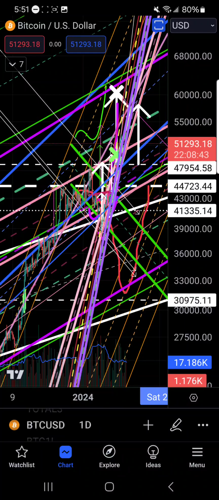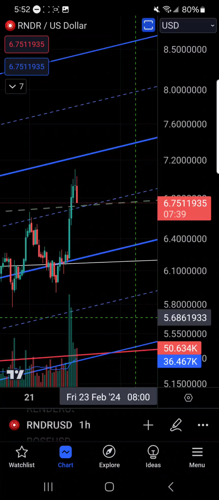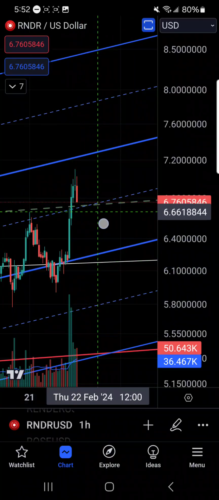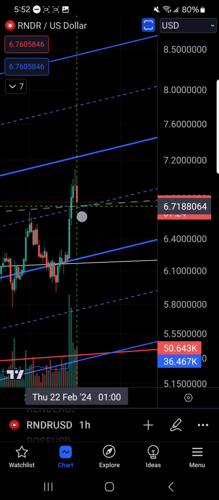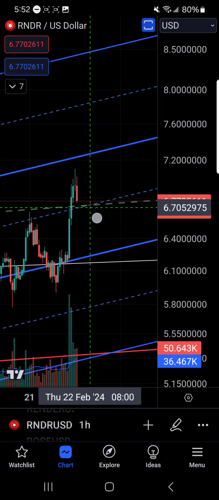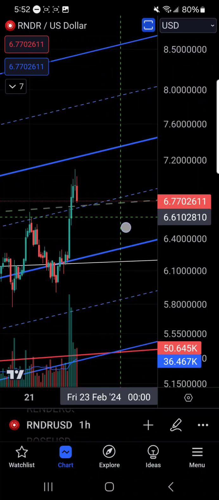As you can clearly see here, sorry, that was the wrong chart. Looking at Render versus US dollar on the hourly time frame here. Now, if we hold support here at around 670, I don't know what to tell you.